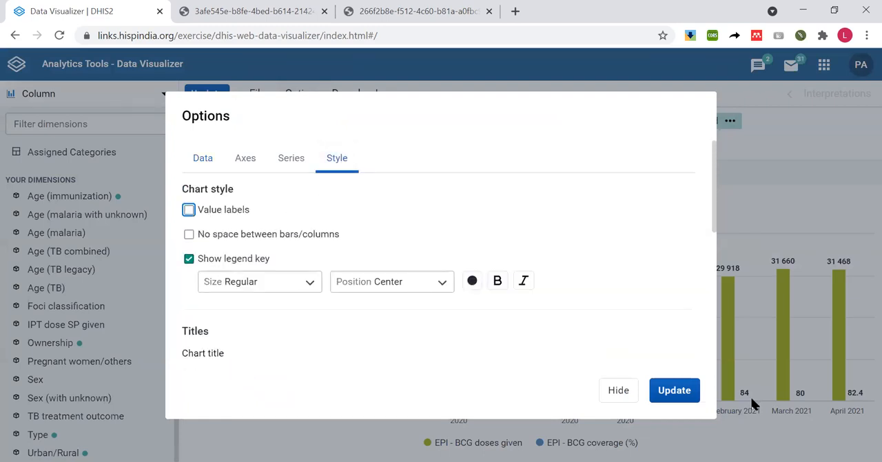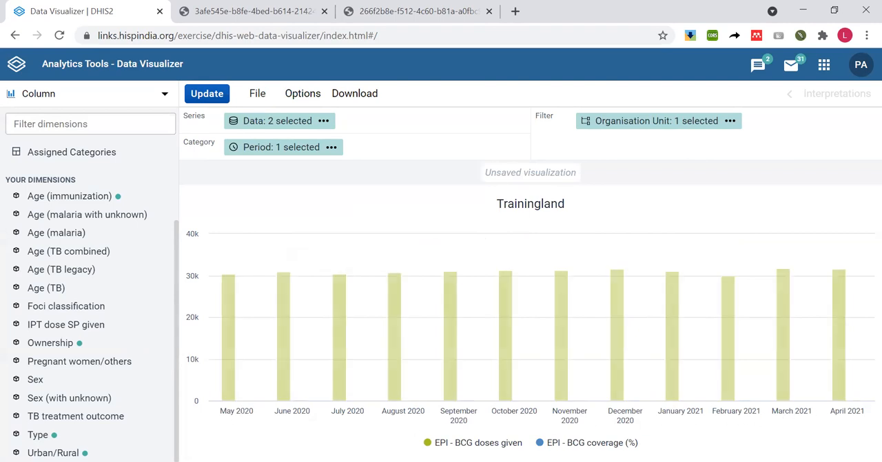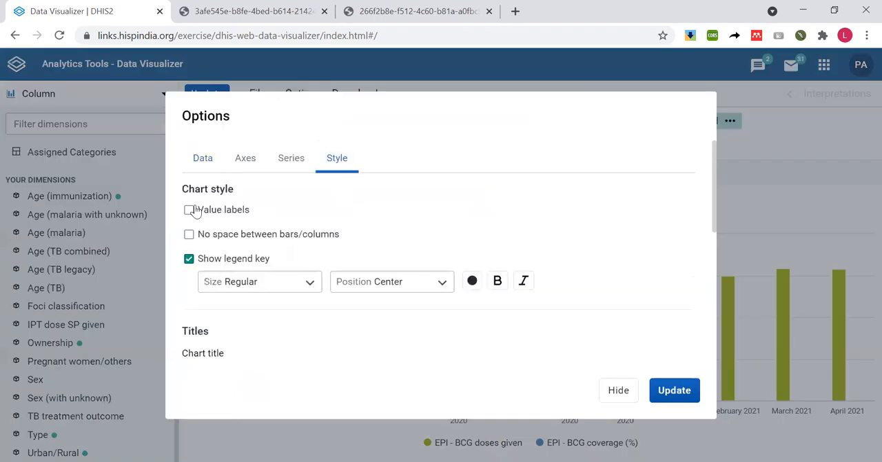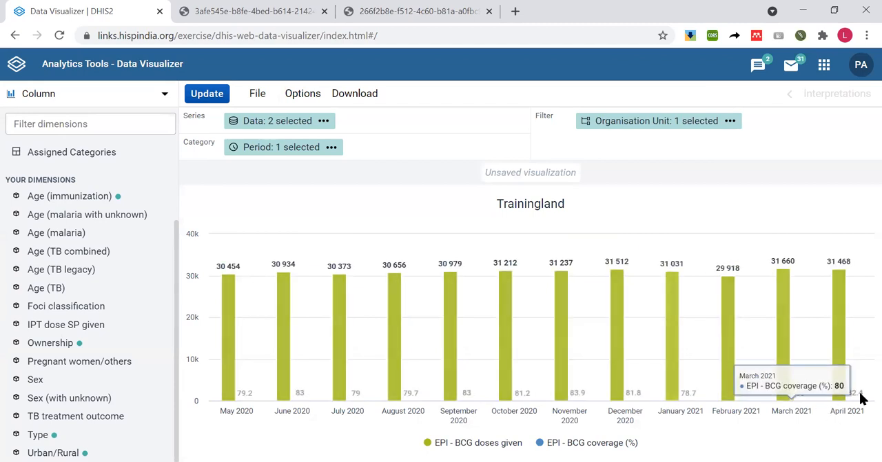if I just hide value labels, the problem is then we can't actually even see that there's another chart that exists to represent this BCG coverage. So that's a problem. Because of that, it's always good to have values, at least to see like there is something down here. But to address this practical problem, the solution is to use a combination chart. So let us see how we are going to do that.